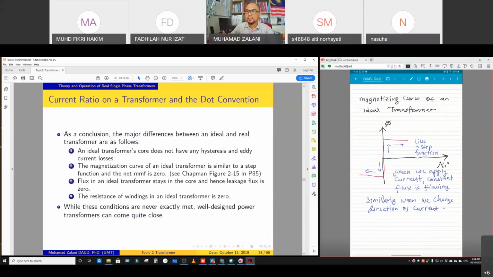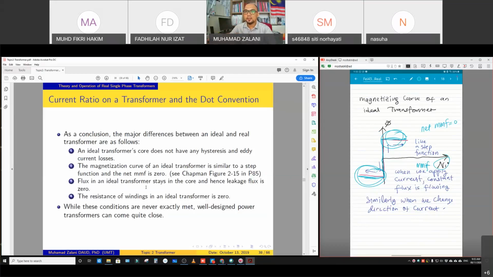This is what it means by the magnetizing curve of an ideal transformer being similar to a step function. So this is the step function, positive step function, negative step function. And the net MMF is 0, which is, we add together the MMF, positive plus negative MMF is 0. Net MMF is 0. This is what we assume in the ideal transformer.